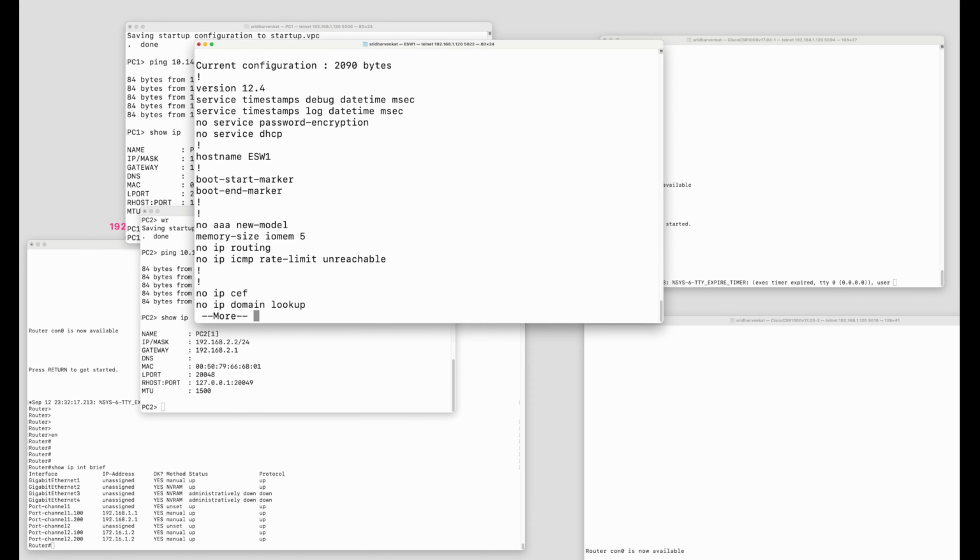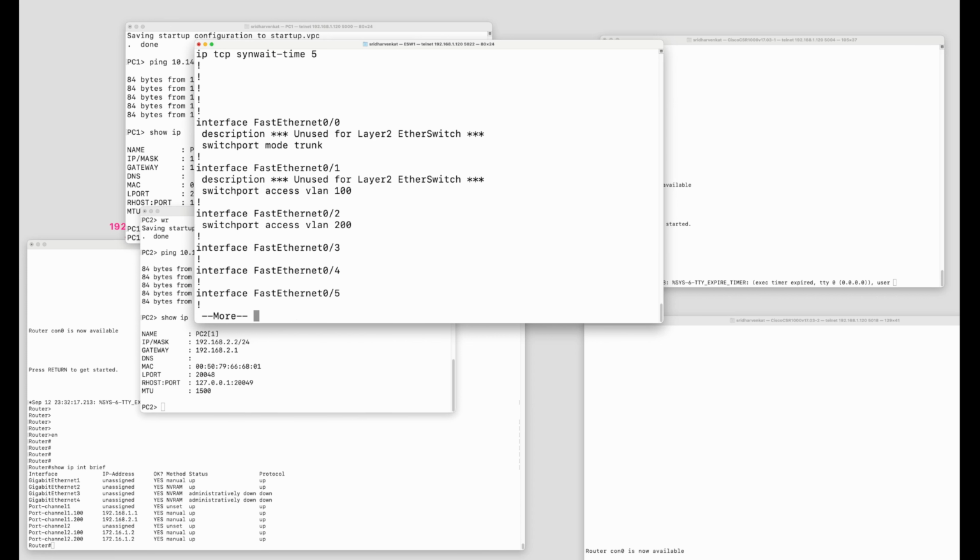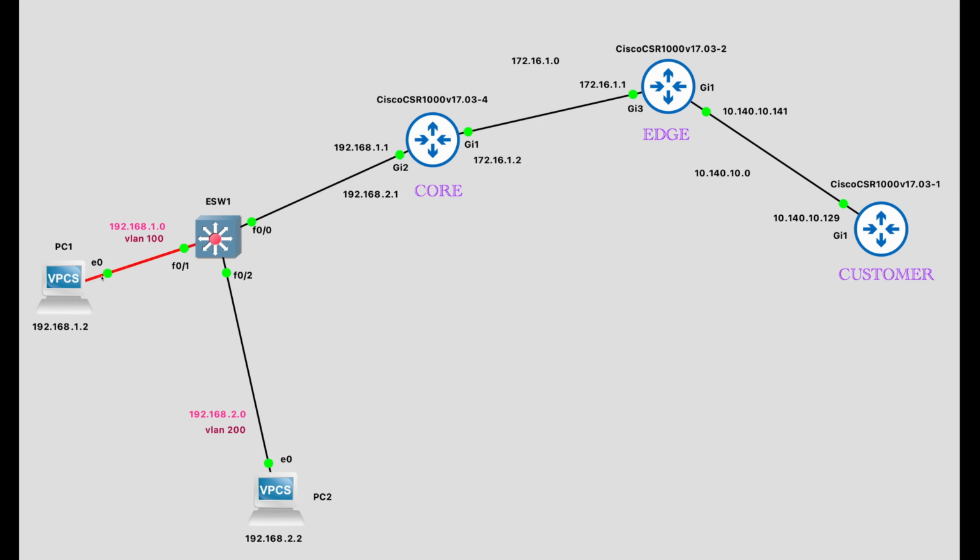Show run configuration, and as you can see, 00 is trunk and 01 and 02 are access ports on VLAN 100 and 200. So these two networks are isolated, they cannot talk to each other, and their gateway is in the core router, which we will see now.